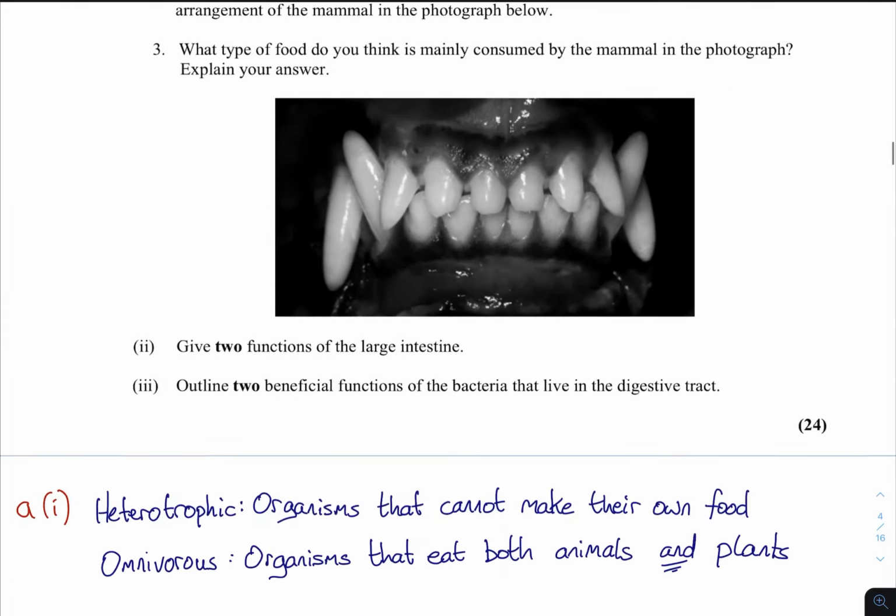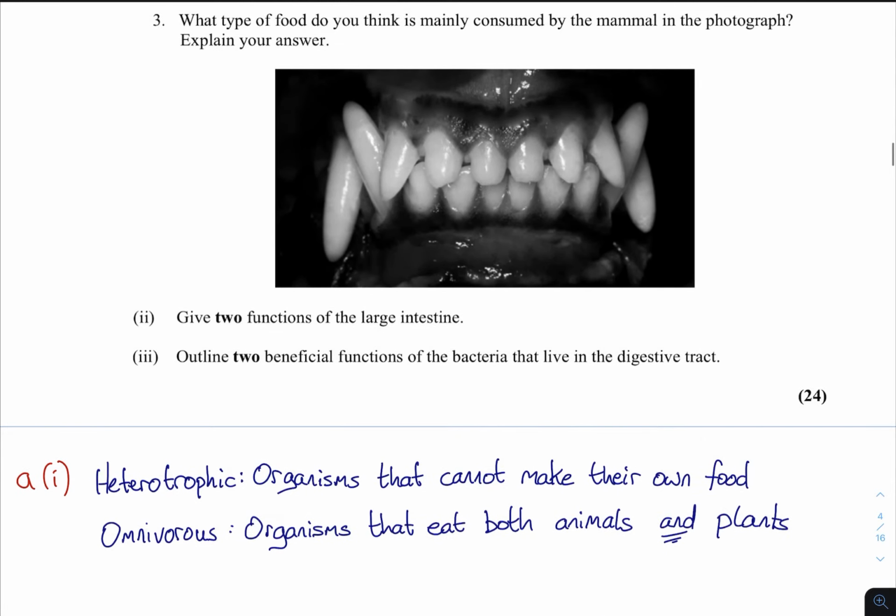So heterotrophic, everybody, are organisms that cannot make their own food. Okay, they cannot make their own food. We are heterotrophic. We cannot make our own food. Whereas omnivorous are organisms that eat both meat and plants. Okay, so animals and plants to be precise.